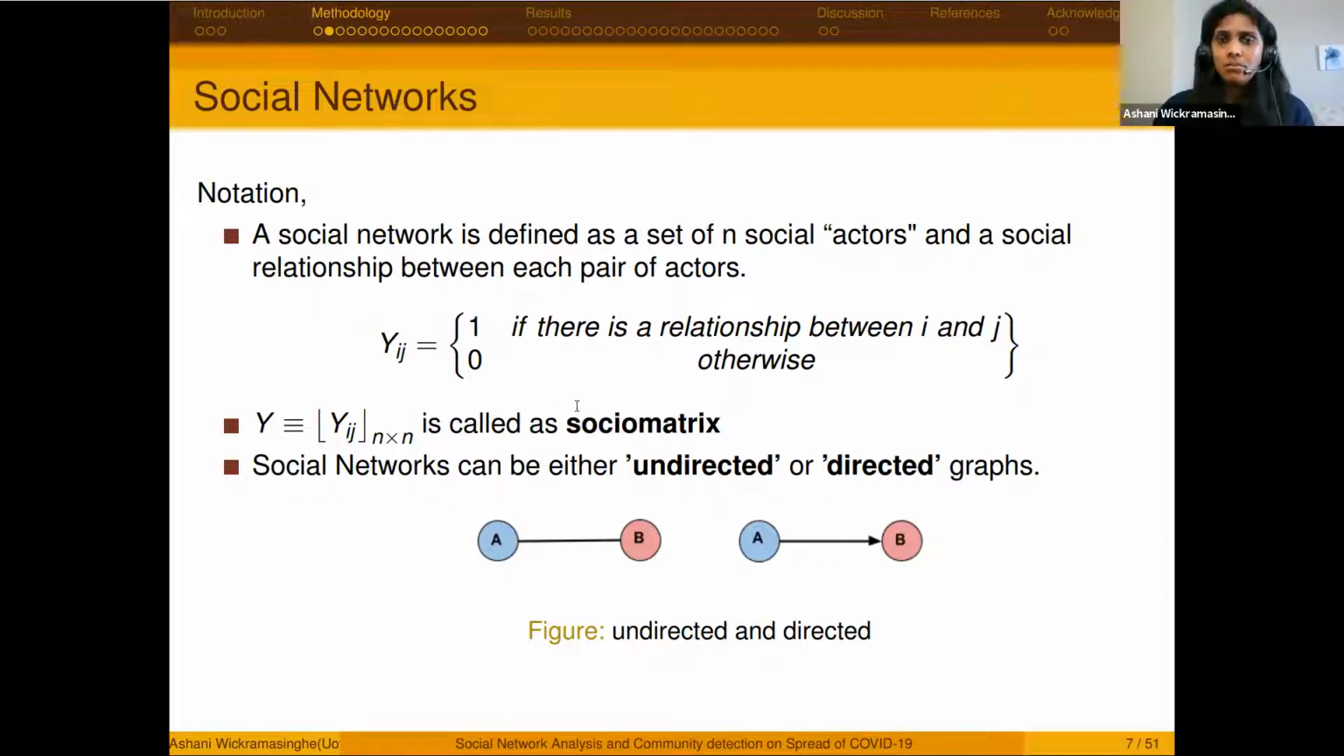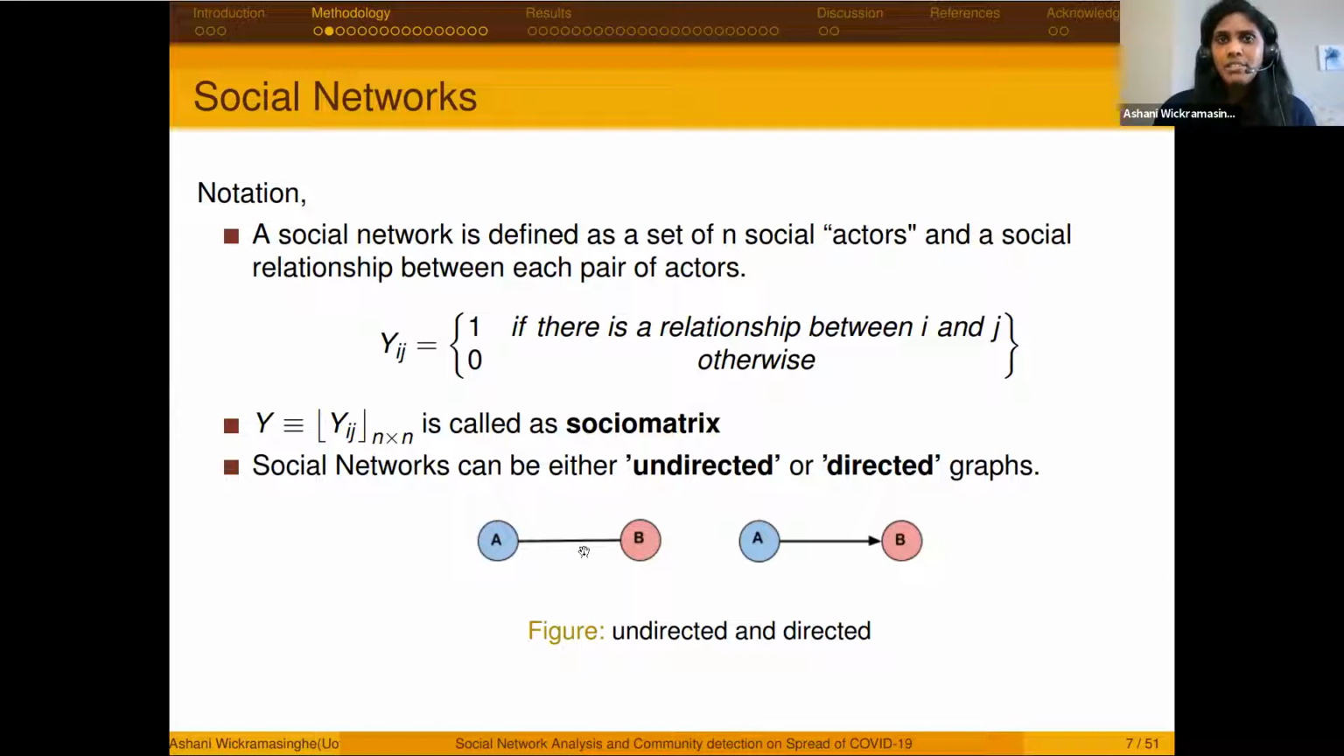Here, Yij is equal to 1 if there is a relationship between the ith actor and the jth actor. Else we value it as 0. By having Yij's for all the nodes, we can create an adjacency matrix, which is called a social matrix. A social network can be either an undirected or a directed graph.